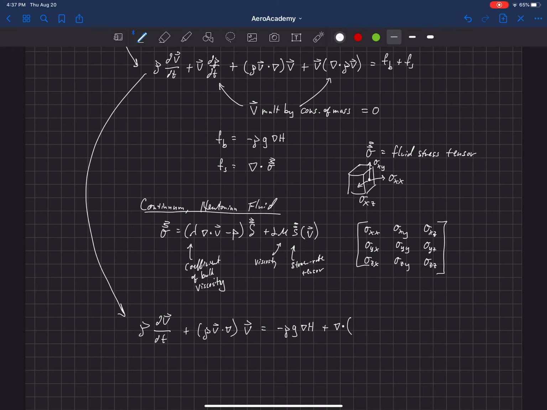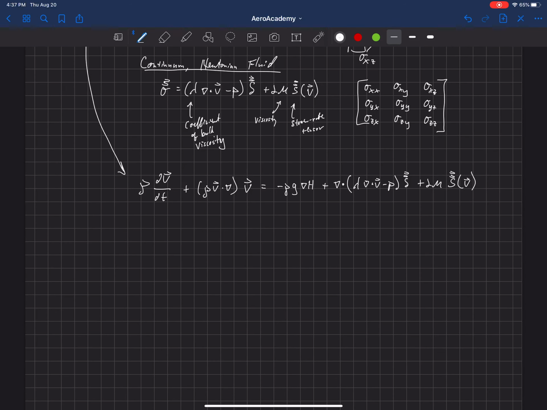And instead of sigma, I'm going to plug in, because we're going to assume that this is a continuum and a Newtonian fluid, lambda del dot V minus P times the Kronecker delta plus 2 mu, viscosity, times the strain rate tensor. Okay, this set of equations is actually a vector equation. It gives us three equations if we're working in Cartesian coordinates.